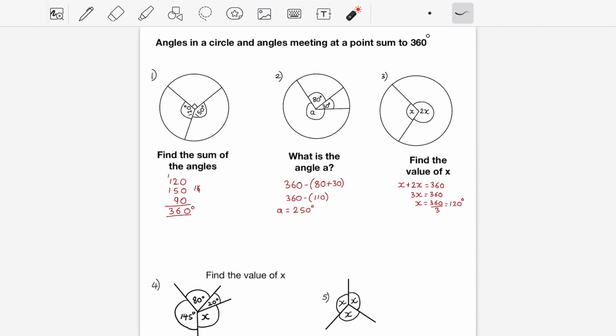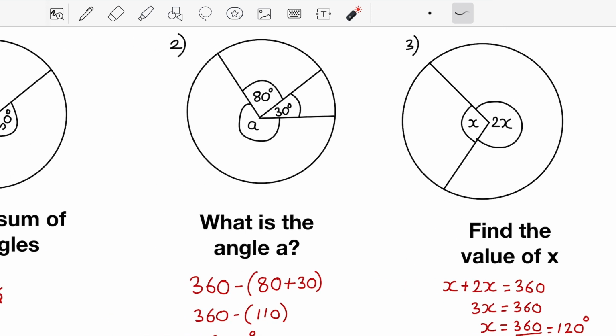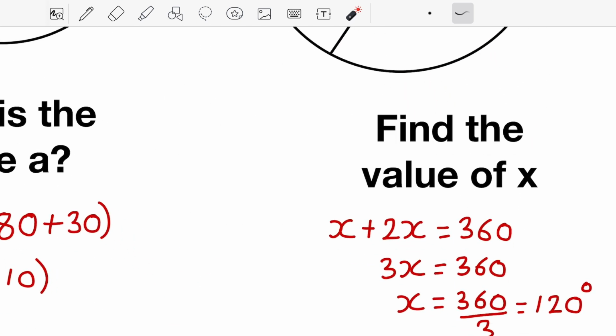Number 3, we can add these together, we'll get the answer in terms of x. X plus 2x is 3x. 3x is equal to 360 degrees. So we can find x by simply dividing by 3, and we'll get 120 degrees.